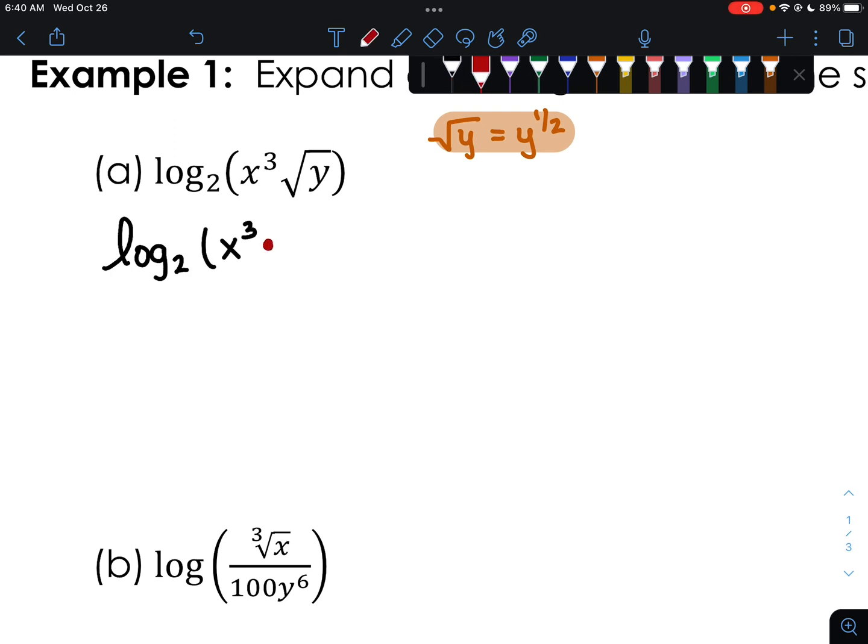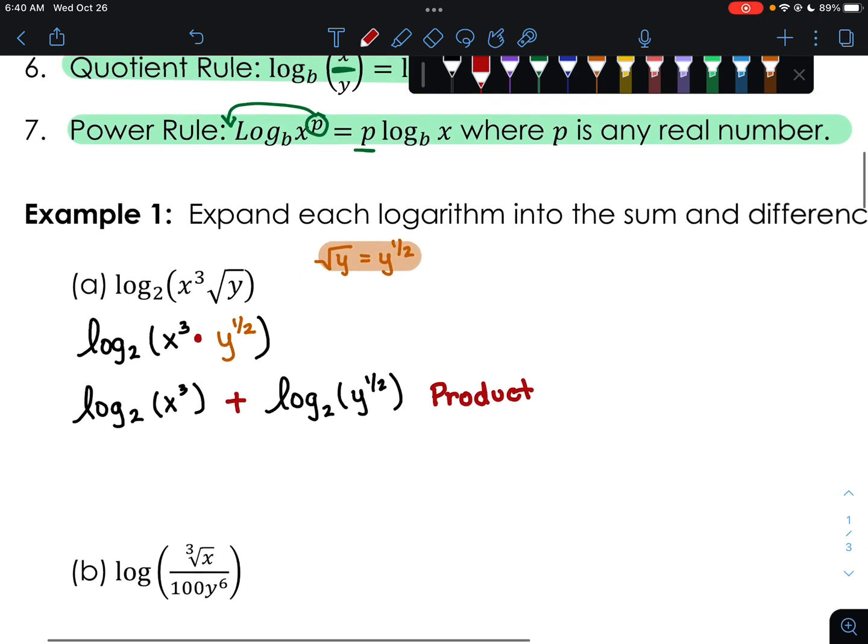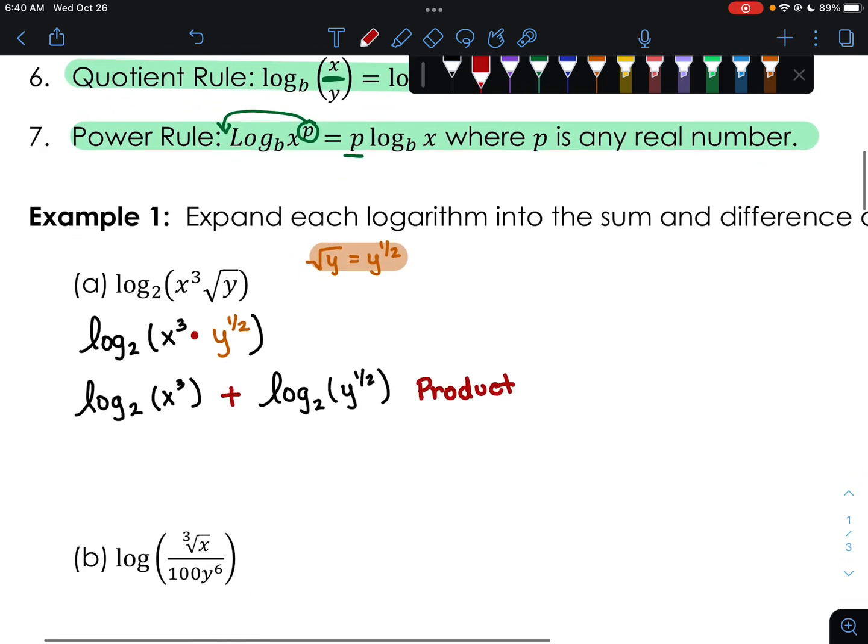And we do see that they are being multiplied. So now since they are being multiplied, that means I can separate them by adding. So I'm going to have two logs in this step. My first log is going to be with x to the 3rd power, and I'm going to add my second log with the same base with y to the 1/2 power. That was done by using the product rule, which is rule number 5.